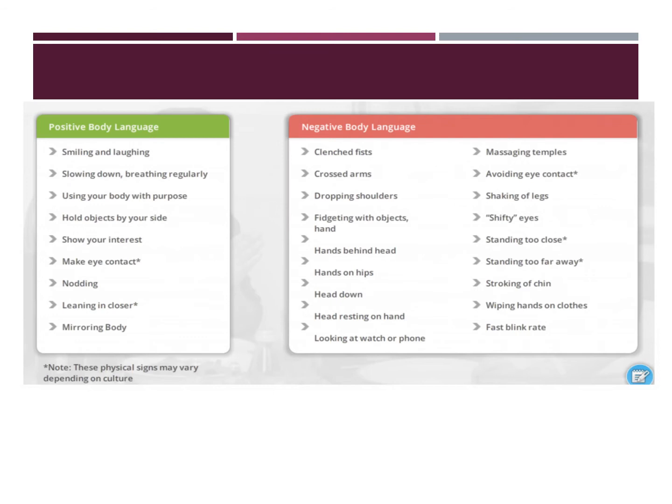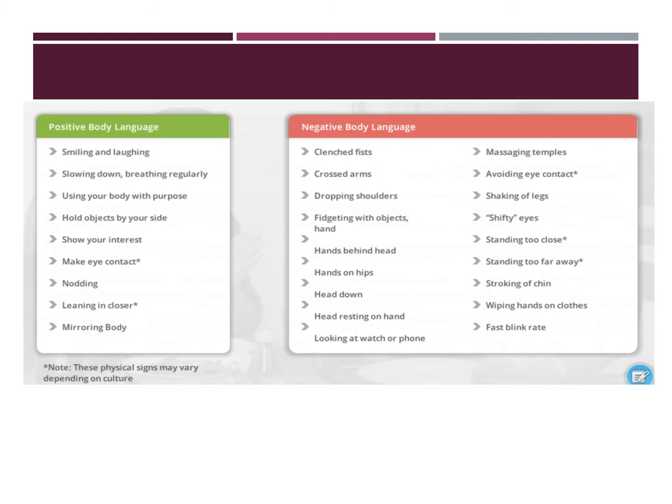Now, aspects of negative body language that we don't want to display because these suggest that we're not engaged in the conversation, we don't want to carry on with this, are things like clenched fists, crossed arms, dropping your shoulders. If you're fidgeting with objects, it's showing that you're not engaged and you don't want to be part of that conversation. Having your hands behind your head or your hands on your hips. Having your head down, your head resting on your hand, or looking at your watch or your phone. You might be massaging your temples, avoiding eye contact, shaking or tapping your legs. You might have shifty eyes looking at somewhere else in the room.